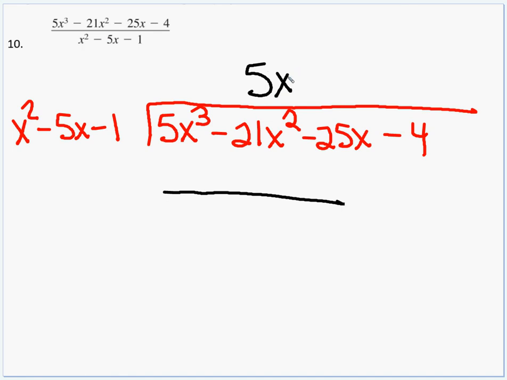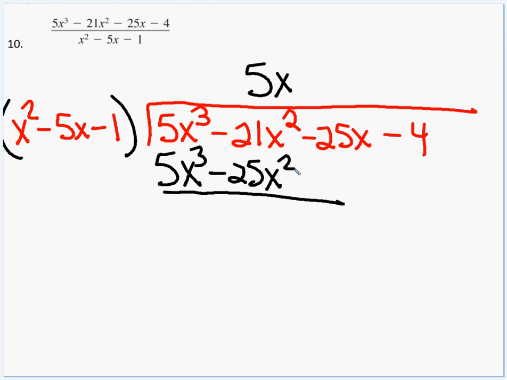Now here, I'm going to distribute a negative and then add. So all these signs switch, and now when I add, I get 0. Here will be a 4x squared. Negative 5x minus 25x is minus 20x, and bring down that last term there, minus 4. So let's see. I want to get rid of 4x squared, and I got an x squared, so I'm going to multiply everything by a 4.